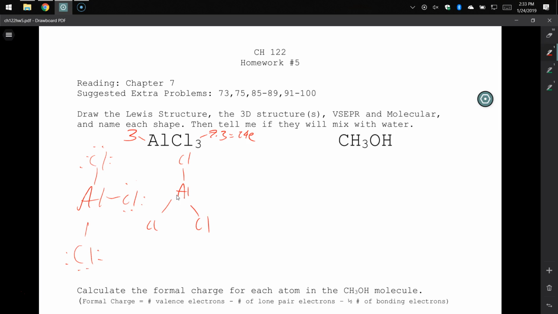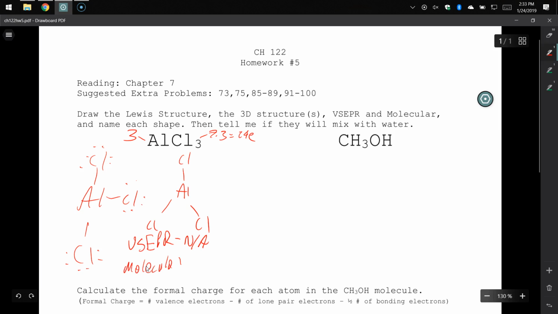So what's the VSEPR structure? There isn't one. Not applicable. Reasoning it's not applicable? There are no lone pairs of electrons on the aluminum, which is the central atom. So the structure is not modified. So it's just trigonal planar. Okay.